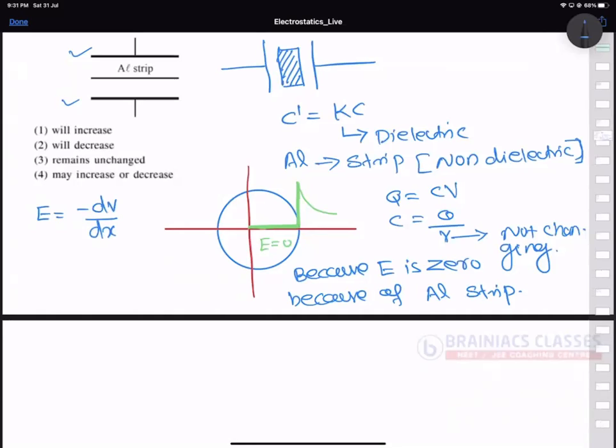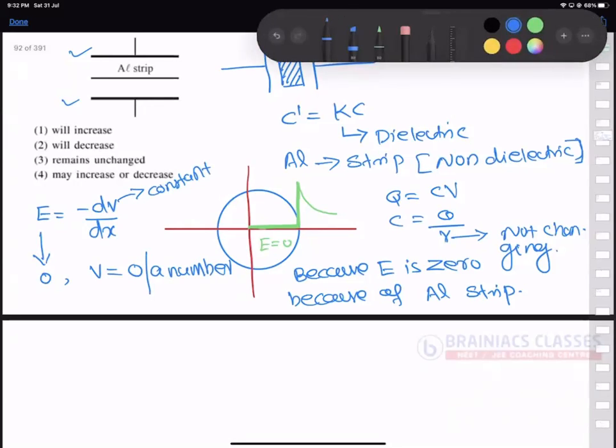If electric field is zero inside a conductor, what is the potential? Potential is not changing, because potential is a constant. You know the differentiation of a constant is zero. Constant means it is either zero or a number, whatever you take; if you differentiate, you will get zero. Potential is constant because of the aluminium.